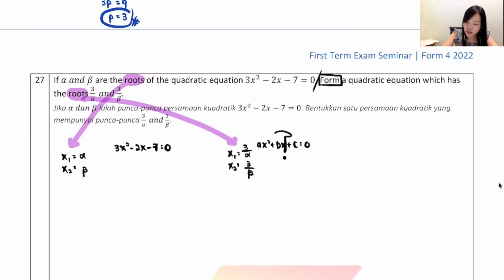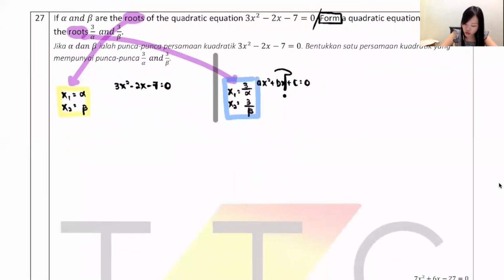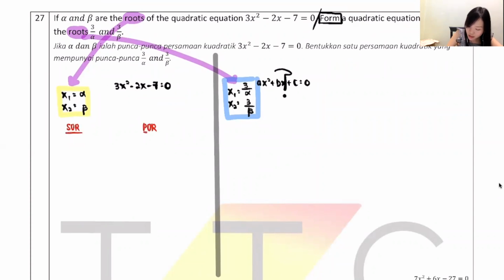You know why I need to do it 2 times, my dear? I repeat, do you guys realize these roots are alpha, beta? These roots are 3 over alpha, 3 over beta. So are they having the same roots? No. So they're not sharing the same SOR, POR. So that's why here you need to do your own SOR, POR. Here also you need to do your own SOR, POR. Now I draw a line in between so you won't look at the next thing, okay?